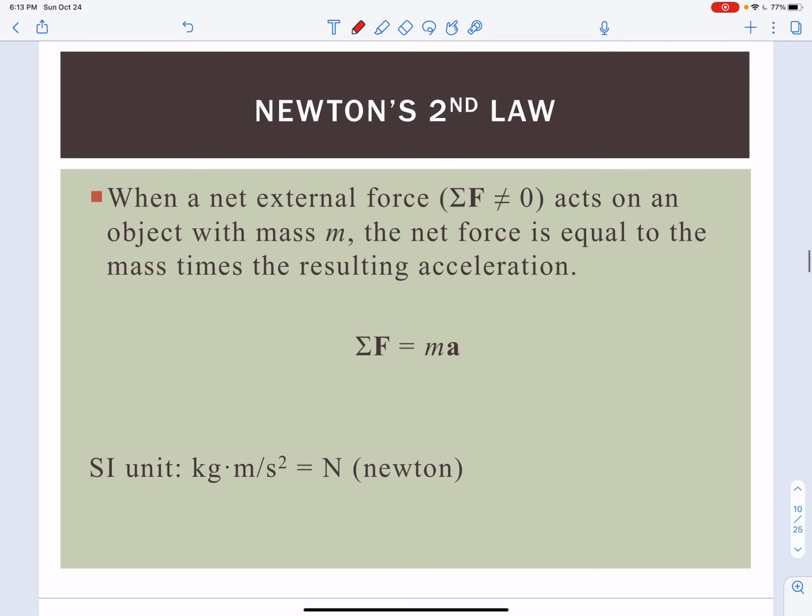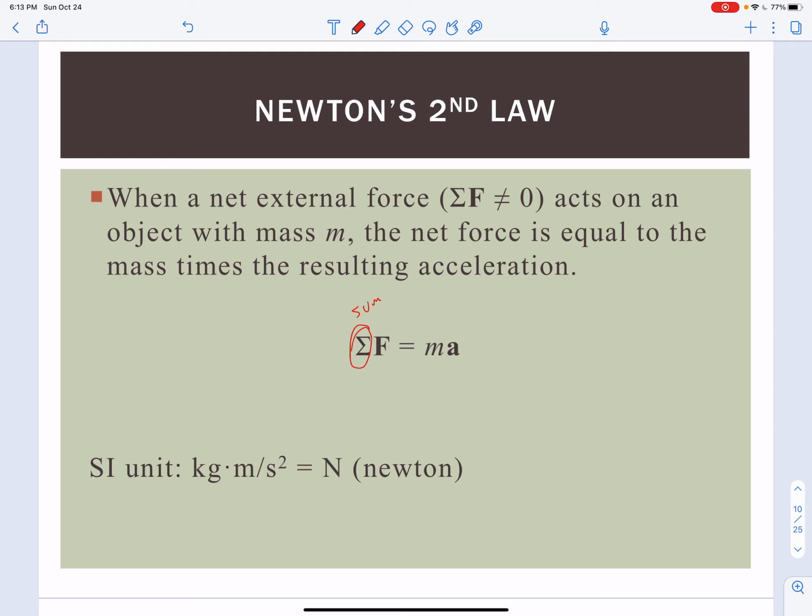By the way, this little fancy symbol, if you haven't seen it before, that is the sum, right? It means the sum of, so it's the sum of the forces, or the net force, or the total of all the forces, right? When you add them all up. And again, sometimes they're going to be positive, sometimes they're going to be in opposite directions, so you'll consider them negative.